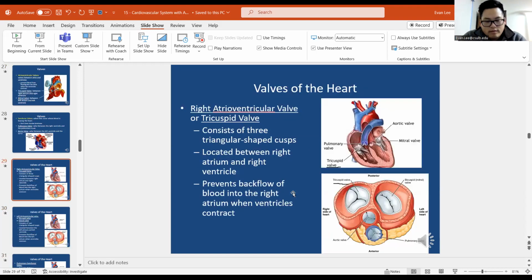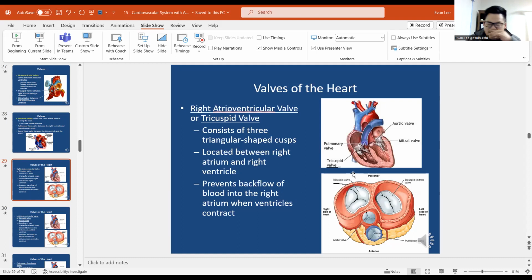So just to go through them individually again, you have your right atrioventricular valve or tricuspid valve. Both of them are actually the same structure using different names. So if you see either, they're talking about the same valve, and this is the valve between the right atrium and right ventricle. This over here will be the tricuspid valve, and if you look closely, it is right between the atrium and the ventricle.